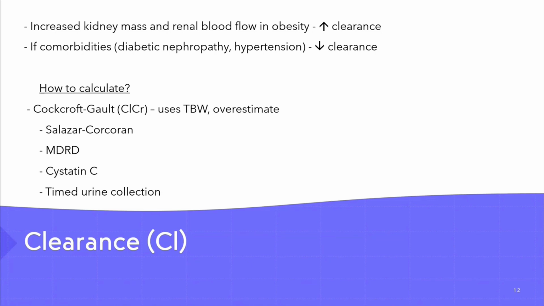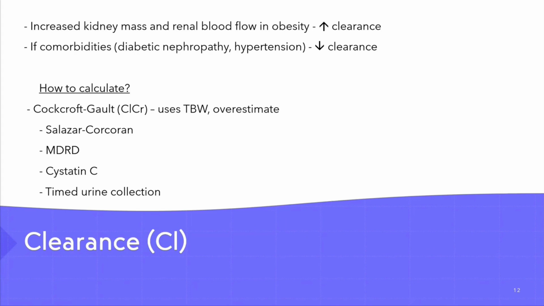So there are some additional formulas that have been developed to hopefully improve accuracy, but obviously a lot of these are not evaluated and proven in obese patients, really with the exception of the Salazar-Corcoran equation. This was actually originally developed using obese rat models, and then they did have eventual patient data to evaluate and validate the equation.